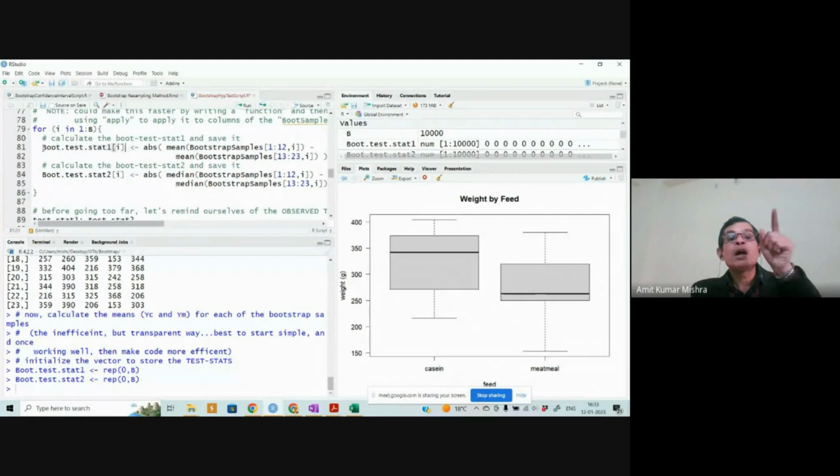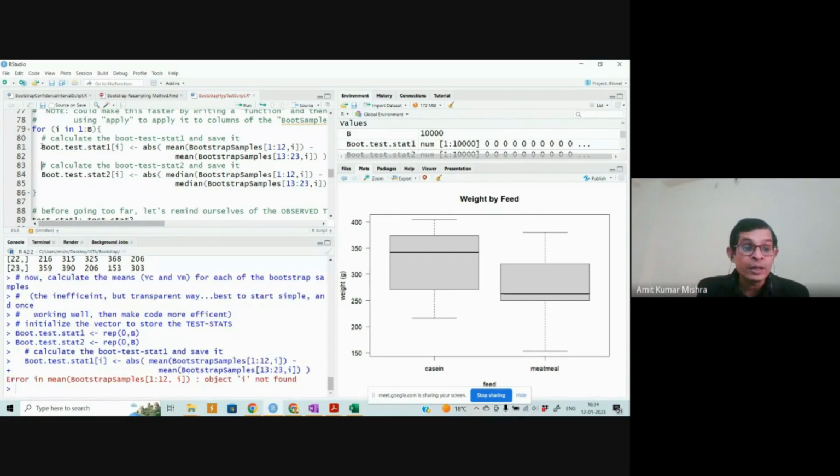We want boot.stat.i, where i means the ith one. So if you are in the ith column, what do you need? You need the absolute difference of the mean. Mean of the first 12 items in column i minus the mean of the last 11 items in column i of the bootstrap sample. And that is your first test statistic, the difference of means. Error. What is the error? Object i. Oh, I have not run the for loop.